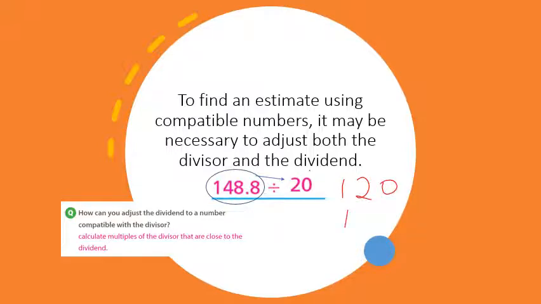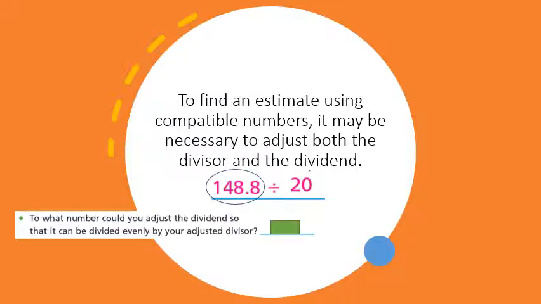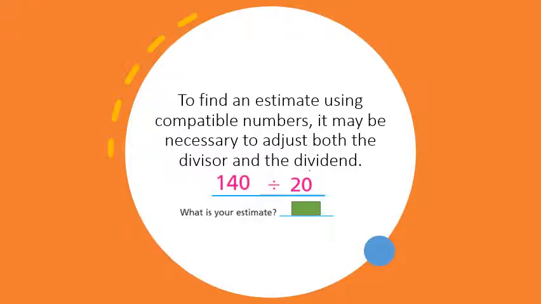120, 140, or even 160. But I like that 140. It's nice and neat, and it's like a front-end estimation. I'm going to choose that. Okay, 140. That makes sense. So now that I have 140 divided by 20, I want to think about my estimate.